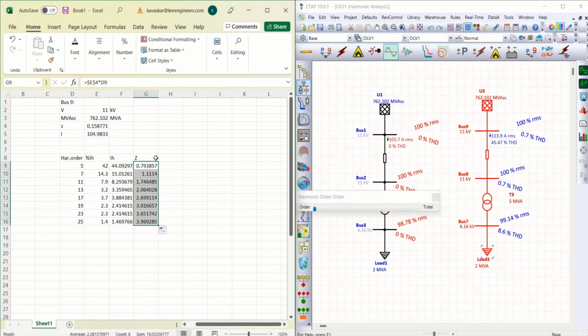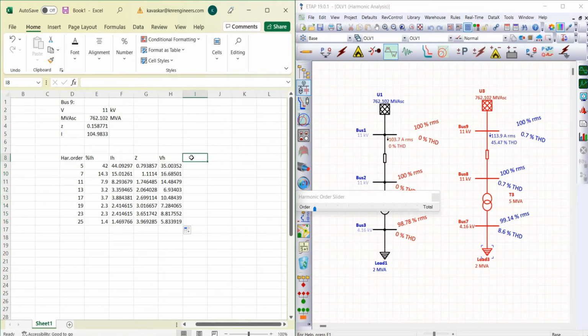Extend this, get different numbers. Then I want to find out VH, that is voltage, which is a multiplication of I and DZ. Project this up to 25th order.